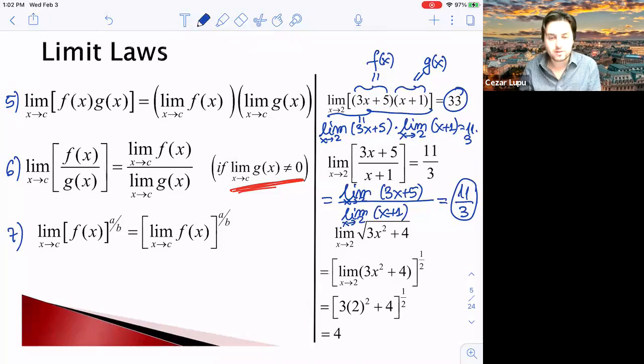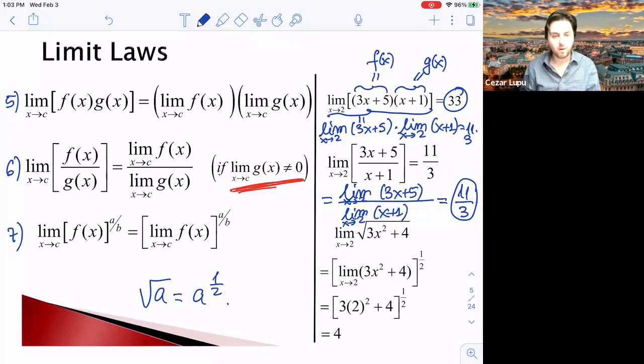The details are written in the slides, so there's no need for me to write anything. If you want to compute the limit as x approaches 2 of the square root of 3x squared plus 4, you can just plug in x equals 2. But first, you don't need to, but you can rewrite it so that you emphasize the rational power. The square root of a is nothing else than a to the power 1/2.